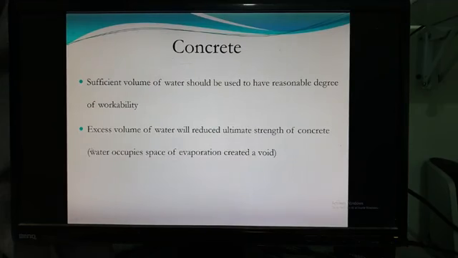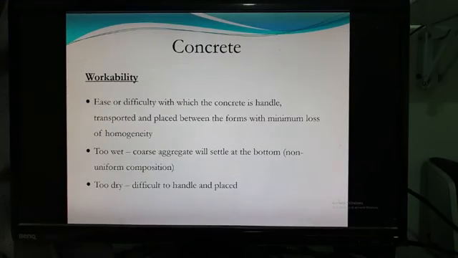But we do not want to put in too much water because this will affect the strength of the concrete. This is because water occupies space of evaporation. So when the water evaporates, it will create a void in the concrete mix. So we do not want to use too much of the good stuff. In terms of workability, this is important because we know concrete is a wet mix, so we need it to be something a little bit easy for the people to work with.